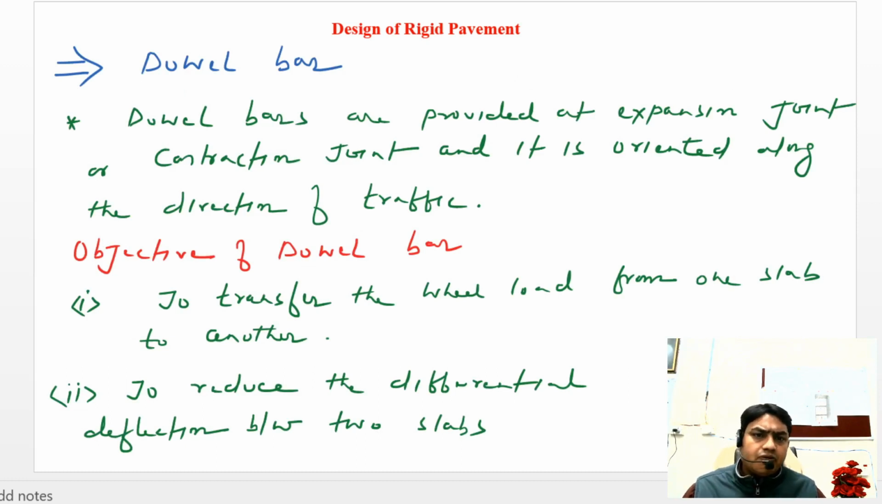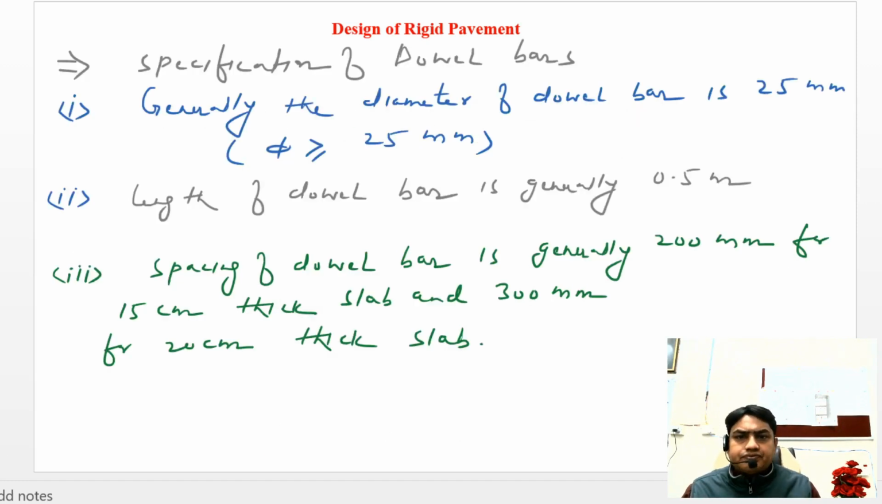So dowel bars are provided at expansion joint or contraction joint, and they are oriented along the direction of traffic. So what are the various objectives to provide the dowel bars? The first objective is to transfer the wheel load from one slab to another. Another objective of the dowel bars is to reduce the differential deflection between two slabs.